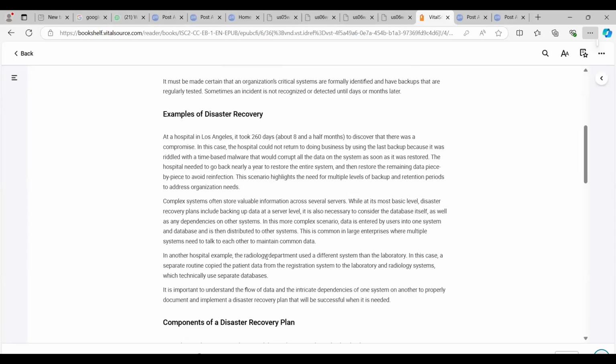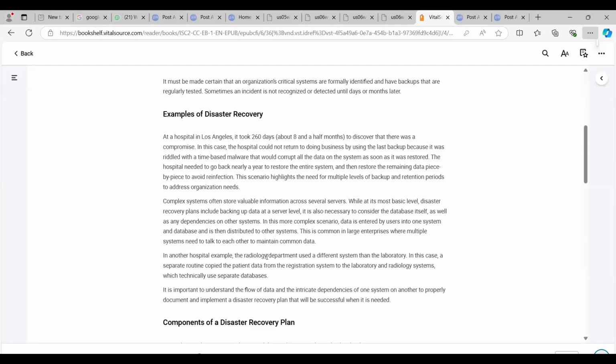At a hospital in Los Angeles, it took 260 days, about 8.5 months, to discover that there was a compromise. In this case, the hospital could not return to doing business by using the last backup because it was riddled with time-based malware that would corrupt all the data on the system as soon as it was restored. So when they spin it back up, it will still get corrupted. So the hospital needed to go back nearly a year to restore the entire system and then restore the remaining data piece by piece to avoid reinfection.